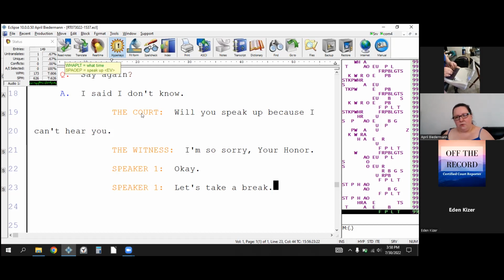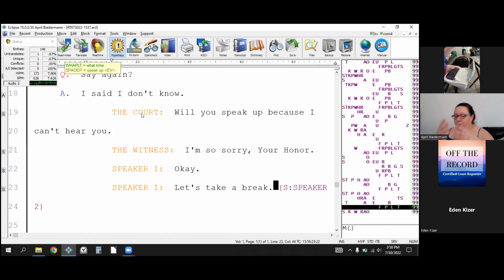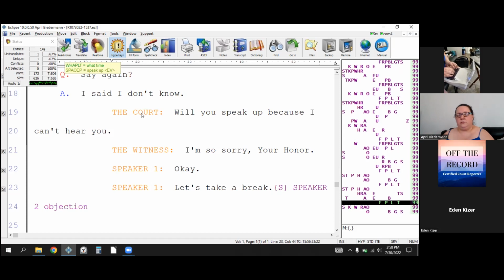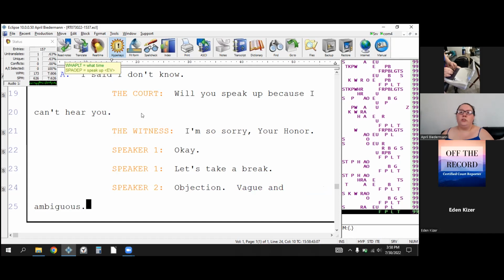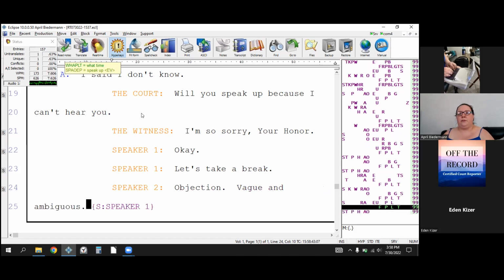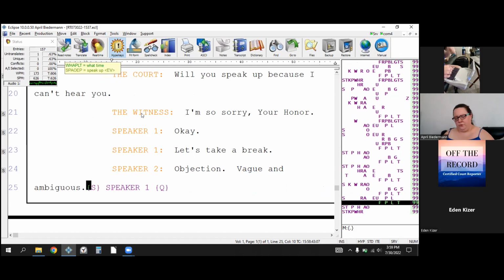If you hit the JAO, that'll be your speaker two, and that's usually the first objecting attorney or the only objecting attorney, the opposing counsel. So they'll say objection, vague and ambiguous. So I'll hit screw, objection, vague and ambiguous. And then when it goes back into Q&A, you have to re-identify speaker one. So you have to hit SNU and then the Q bank all over again. You'll get used to hitting SNU Q, SNU Q, one right after the other very quickly, because you always have to re-identify speaker one.